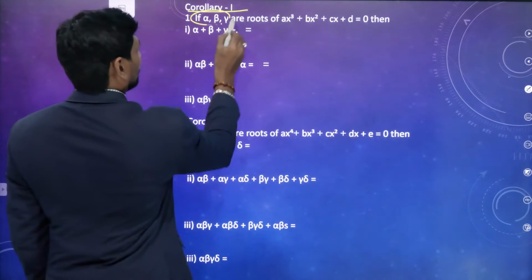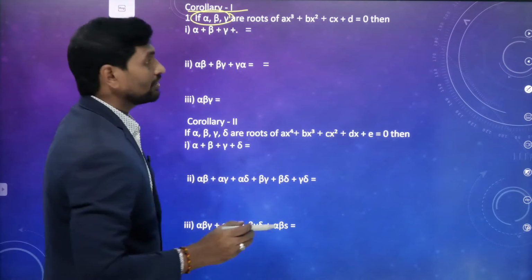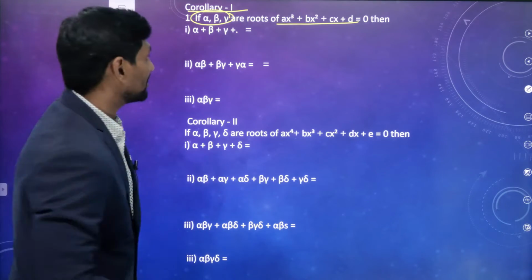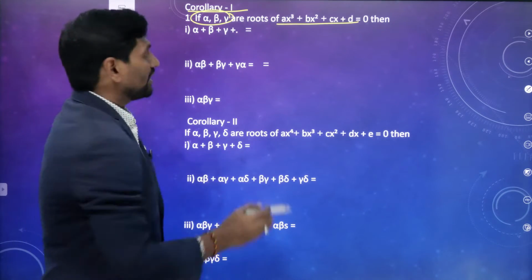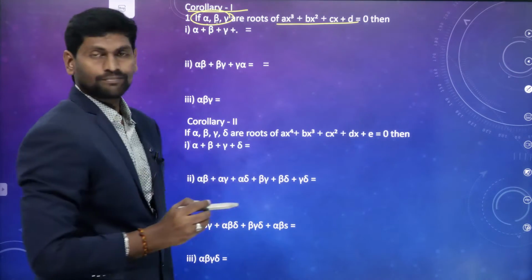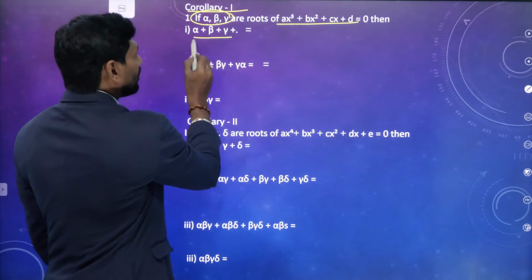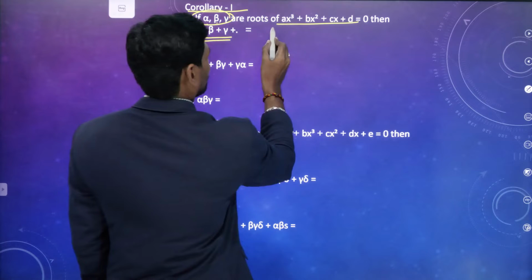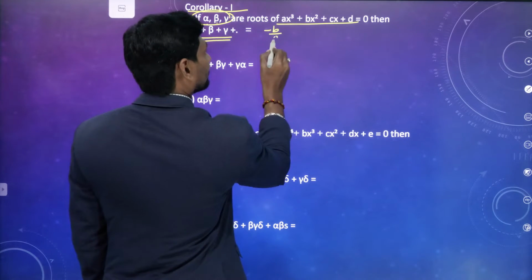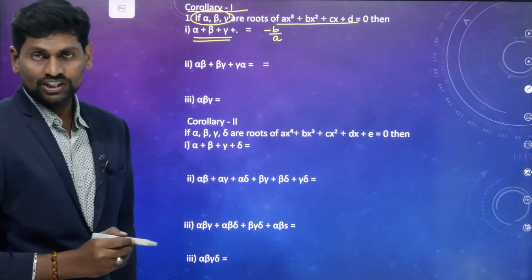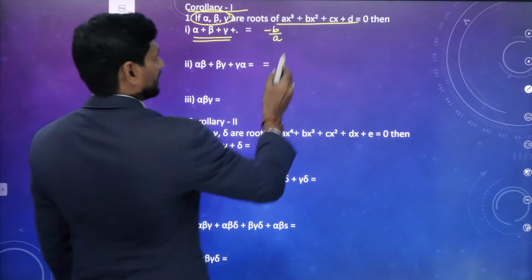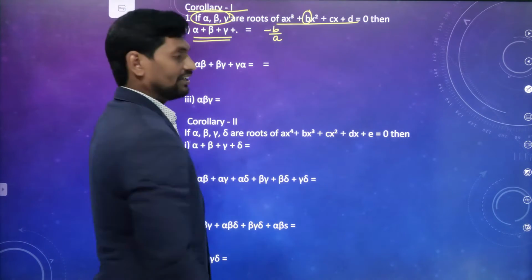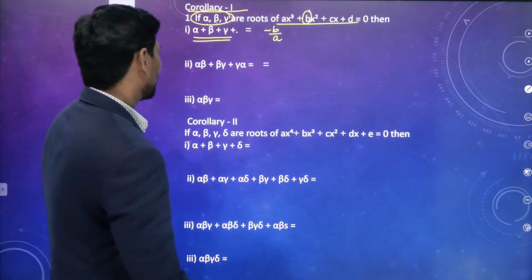Alpha, beta, gamma are roots of the polynomial. What is the polynomial here? Ax cube plus bx square plus cx plus d, which is a cubic polynomial because it has 3 roots alpha, beta, gamma. Sum of roots: alpha plus beta plus gamma equals minus b by a. That means the second term, x square coefficient, by the highest term coefficient a, with a minus sign.